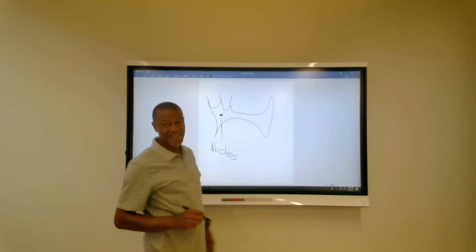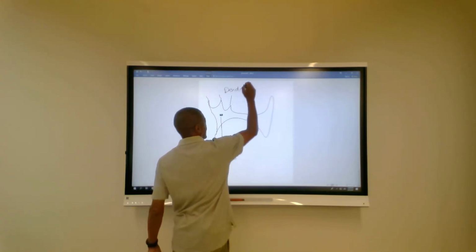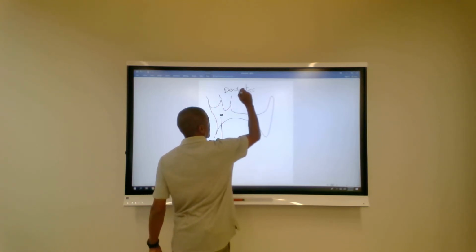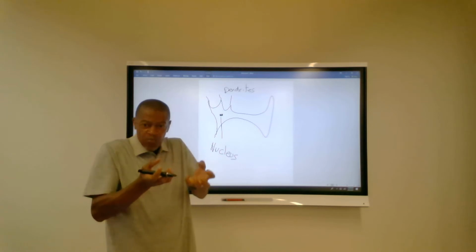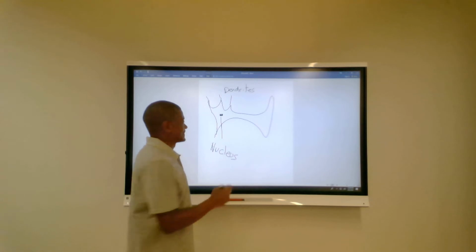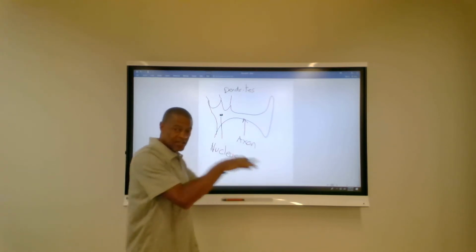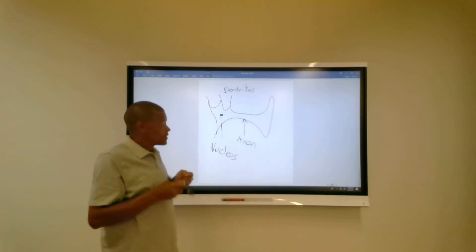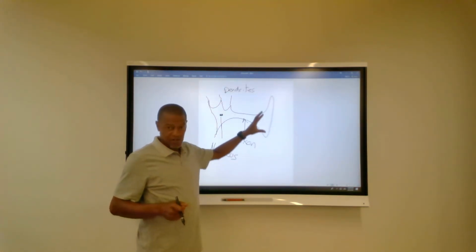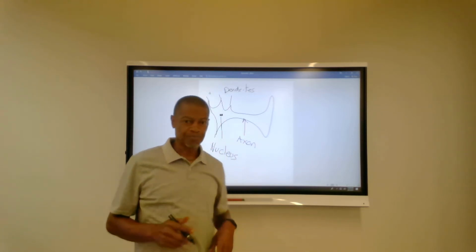Those extensions are called dendrites. So dendrites are the receiving portions of a cell. The portion that sends it out is called the axon. Axon sends, dendrites receive. And at the very end, there's what looks like a little boot, a little foot. That's called the presynaptic terminal.